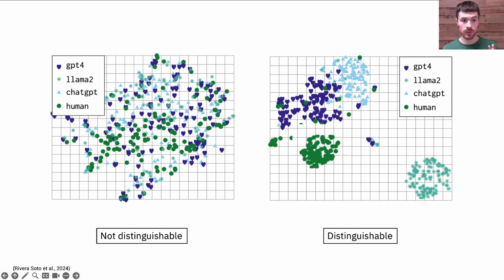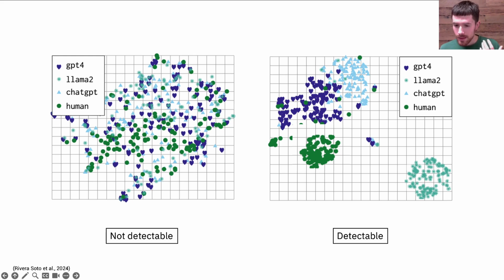This is very important because it means that on the left, a system wouldn't be able to detect whether something is human or not based on those features. But on the right, a system is able to detect that. If we train a classifier here, it would be able to pick up the signal and it would be able to detect whether something is human or not.